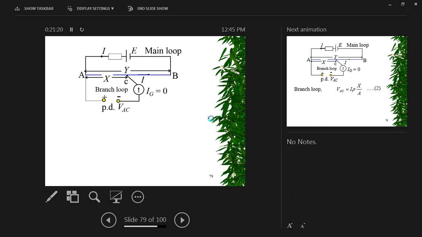Basically, my argument was as follows. If the branch loop PD is too small, current will flow in the anti-clockwise direction. If the branch loop PD is too strong, it will flow in the clockwise direction. Clockwise means it flows through the branch loop this way. Anti-clockwise means it flows through the branch loop the other way. Because here there's an EMF trying to force current to flow through in these two loops, but this external EMF is trying to push current to flow in the reverse direction.